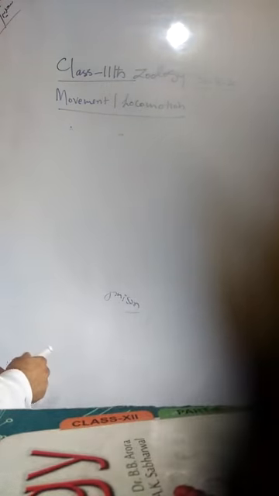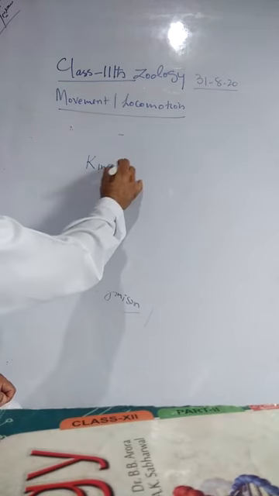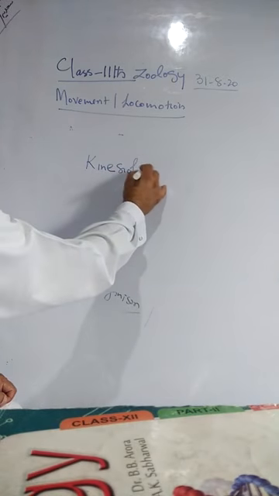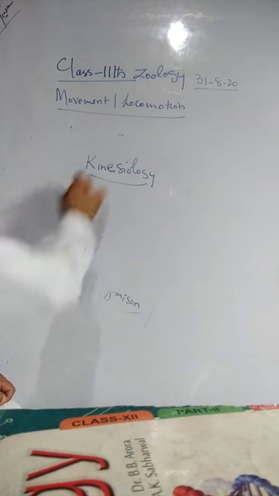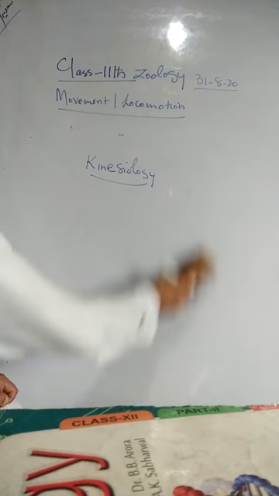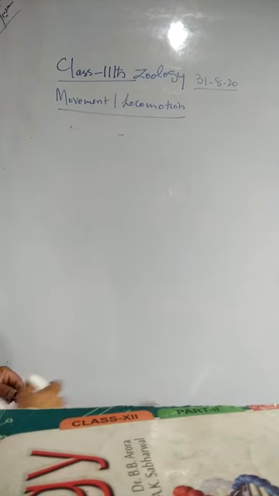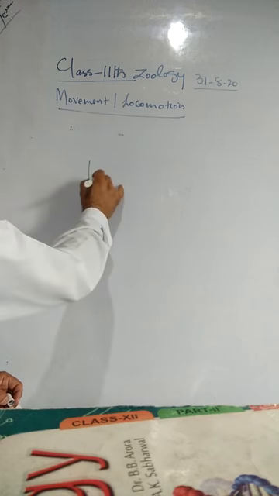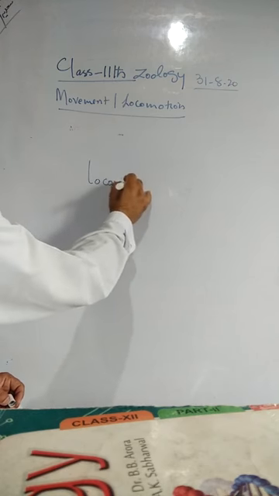So far as locomotion is concerned, the branch of science which deals with the study of movements is called kinesiology. This is the branch of biology that deals with the study of movements. This is kinesiology. There is one more term that is called locomotion.